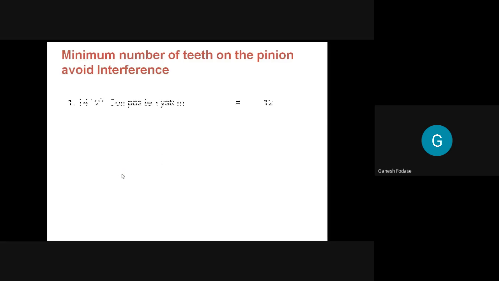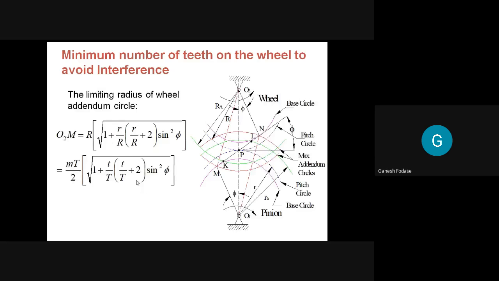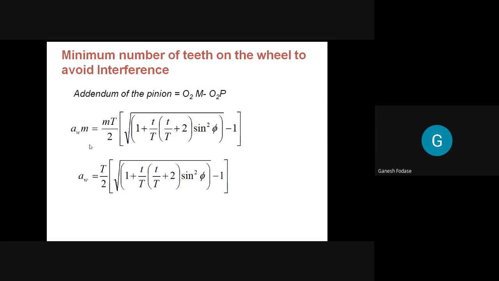And that capital T is, the procedure is the same. Consider the maximum addendum radius. Now here for the wheel, it is O2m. Then subtract this O2p from this O2m, we get the maximum addendum. So this O2m means the maximum addendum radius. Then subtract the pitch circle radius from this maximum addendum radius to obtain the maximum addendum and equate it with the standard addendum value, that is AW into M.